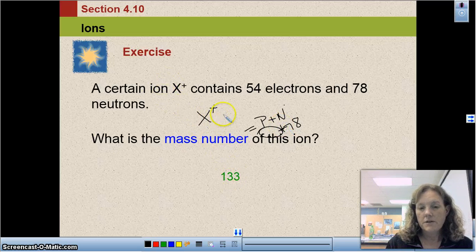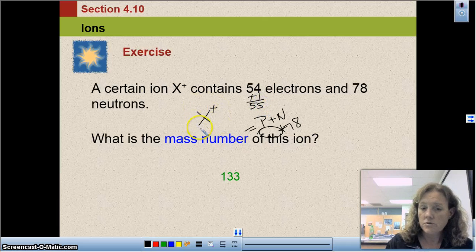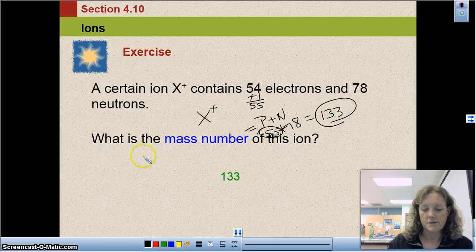All right, so if we have 54 electrons and it formed a +1 charge, that means it lost an electron. So all I'm going to do is add that electron back here, which is going to be 55. And if this were neutral, that means it would have 55 protons as well. So I put in 55 here, and I take 55 plus 78, and I end up with 133 as my mass number.